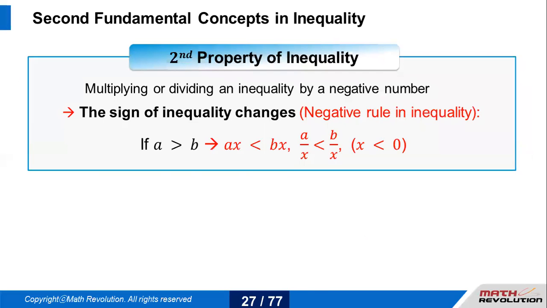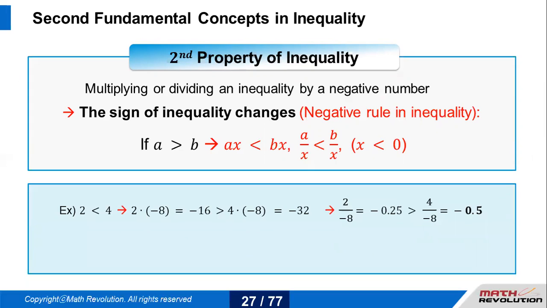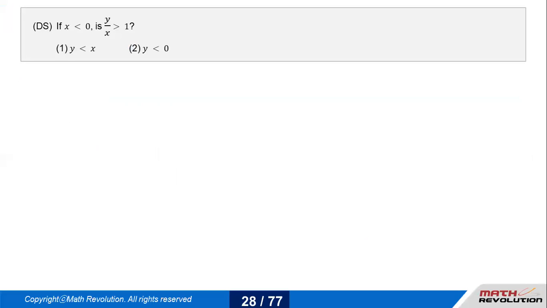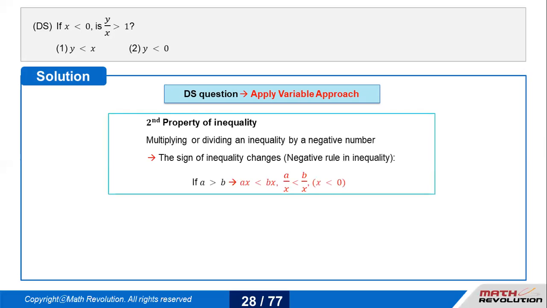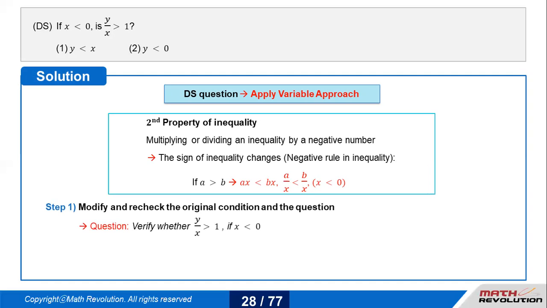Second fundamental. This says if you divide or multiply an inequality by a negative number, the sign will change. Now, this is one of the most important and confusing properties. So whenever we talk about this property, let's talk about this. If x is less than 0, so that means x is negative. I repeat, x is negative. Is y over x greater than 1? We have two conditions. So in simple terms, if you're multiplying any particular inequality by a negative number, or dividing it, the sign will change. Let's modify and recheck the original condition.